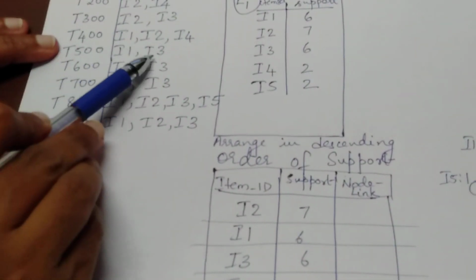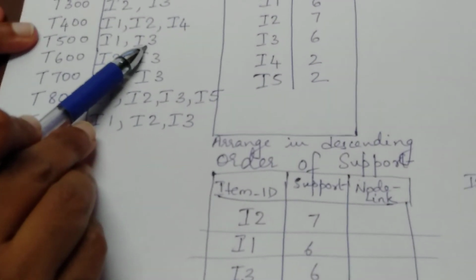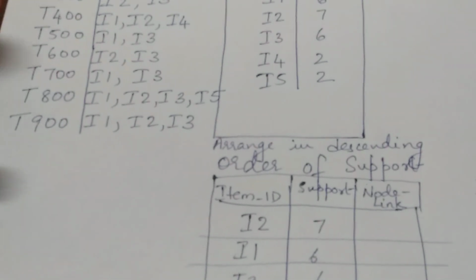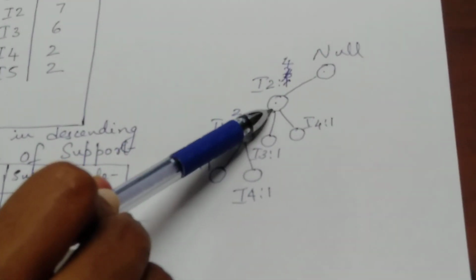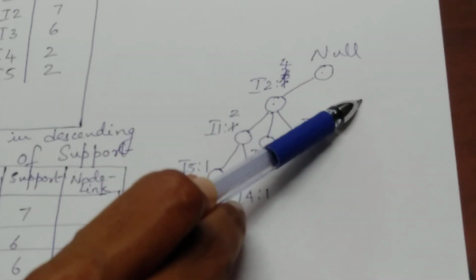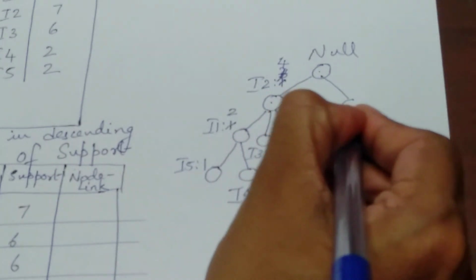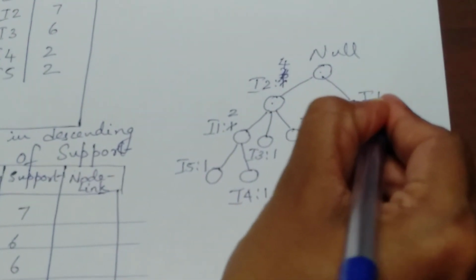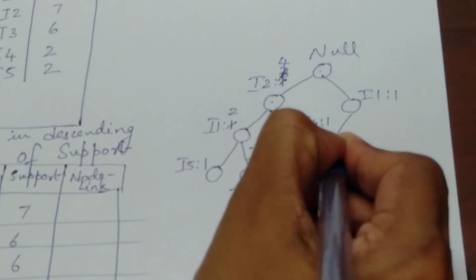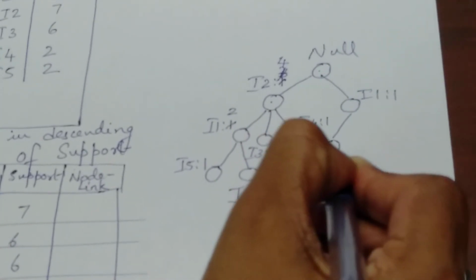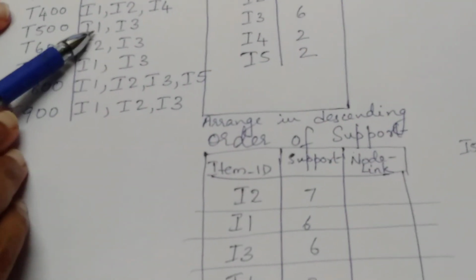Fifth transaction is I1, I3. And the order is fine. I1 is 6 and I3 is 6. So the order is fine. I have I1, I3. Now my problem is that to the null node, I have only I2 connected. I don't have an I1 connected directly to the null node. So I have a second branch from the root, and this is now I1 with support 1. And over here I have I3 with support 1. So the fifth transaction is done.